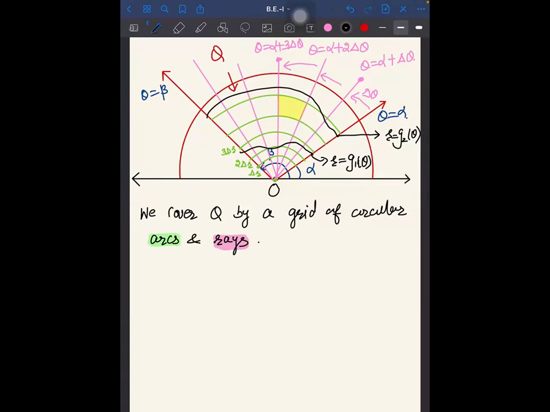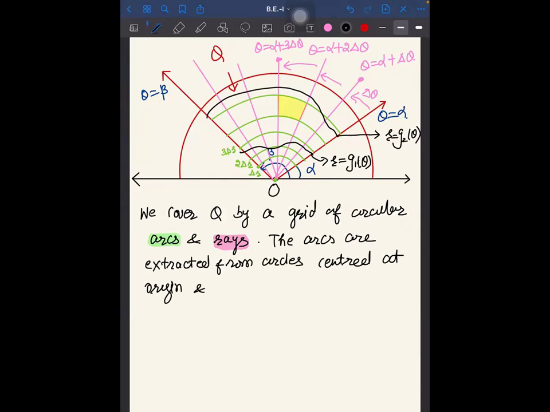the arcs are extracted from circles centered at origin and having radii. How much? First was delta r, another was 2 delta r, 3 delta r, and so on. So since it is closed and bounded, let me take, let's say, the last one was m delta r.